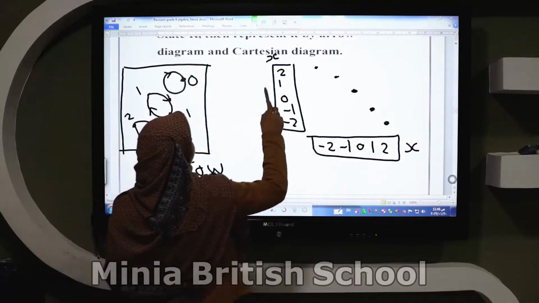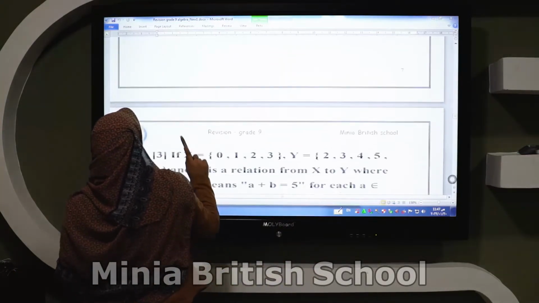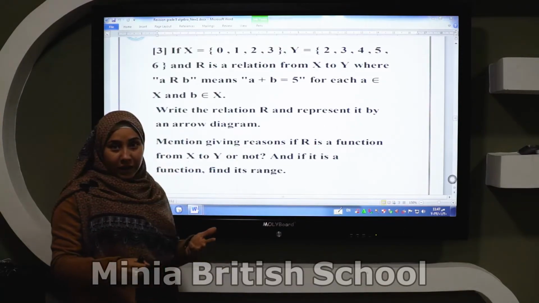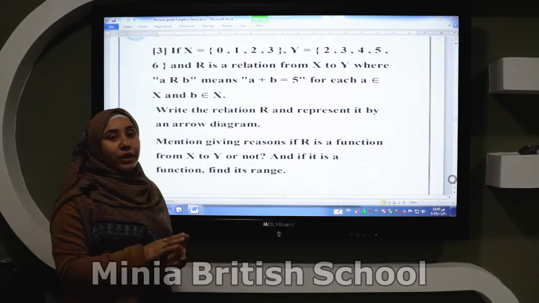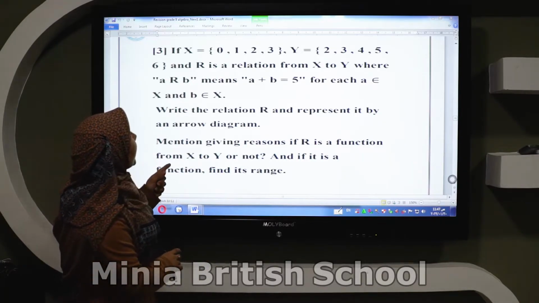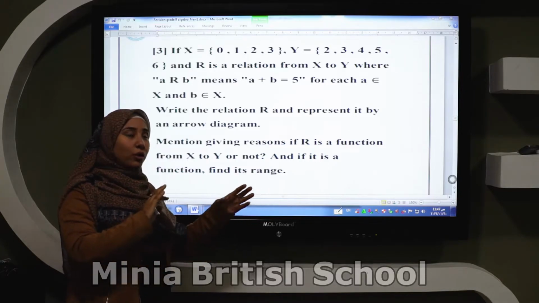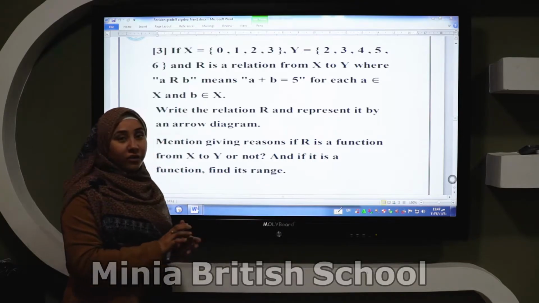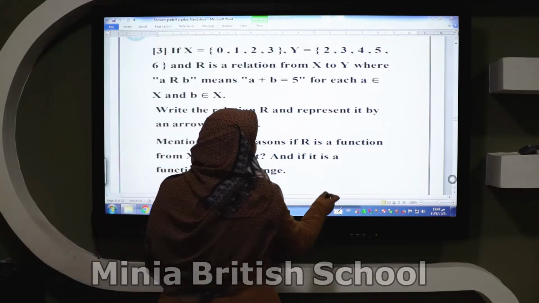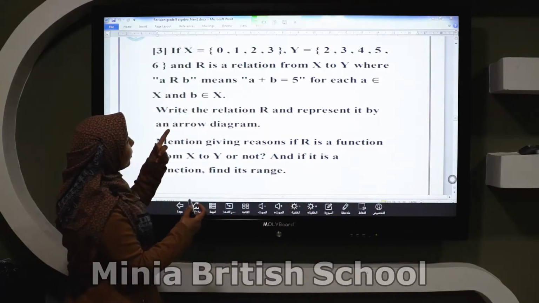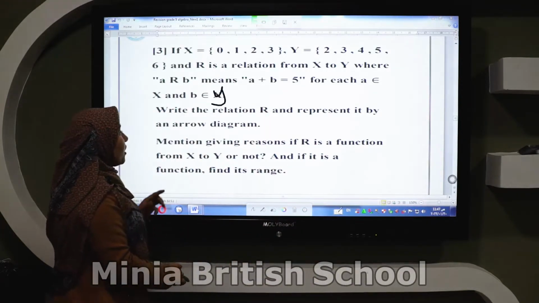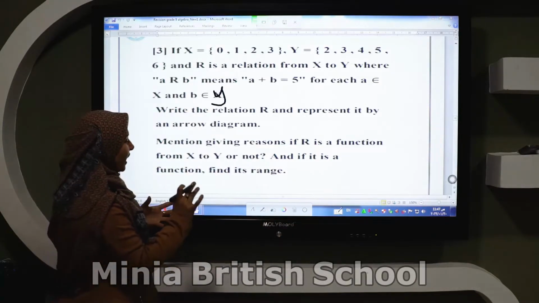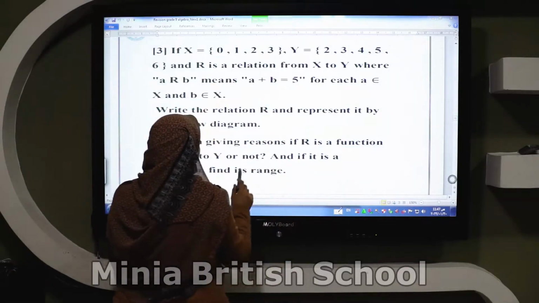Next question, number 3. If x equals the set of elements 1, 2, 3, and the set y is 2, 3, 4, 5, and 6, and R is a relation from x to y, where A R B means A plus B equals 5, for each A belonging to x and B belonging to y, write the relation R and represent it by an arrow diagram. Okay, I need to write the relation.